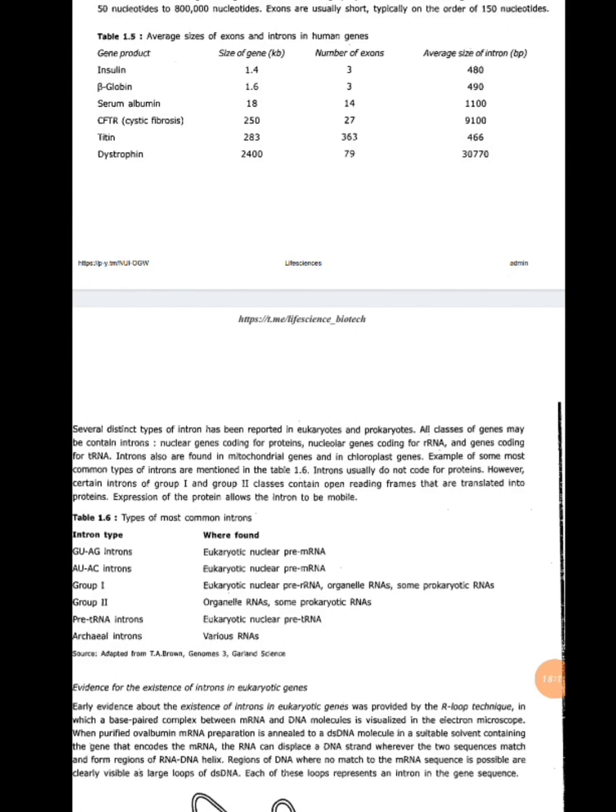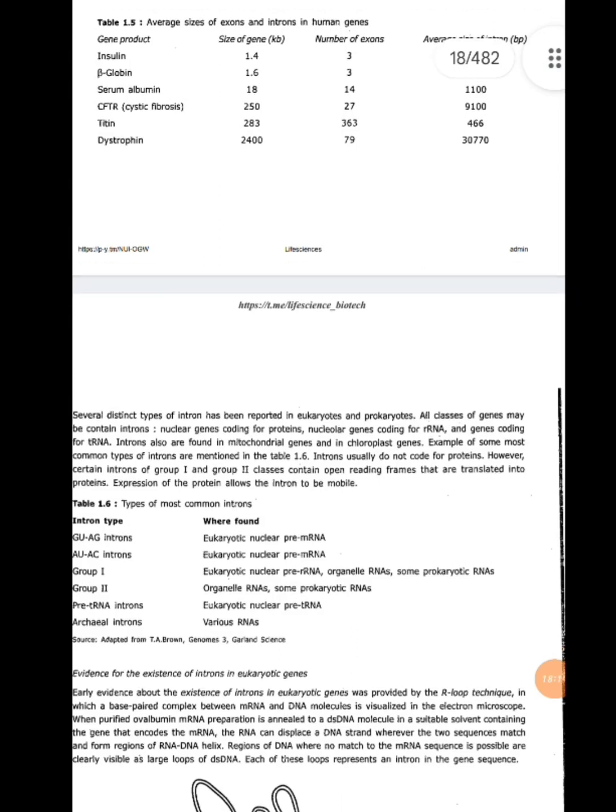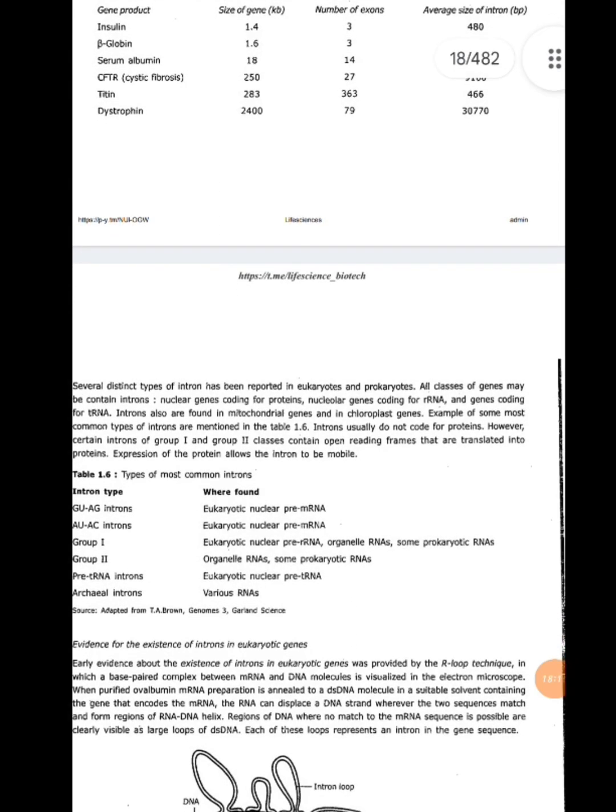And exons and introns are present alternately, and the overall length of the gene is determined largely by the introns. Introns are quite a bit longer than the exons, and they can range from 50 nucleotides to 8 lakh nucleotides, while exons are usually short, around 150 nucleotides on average. So the number of exons, size of the gene, and average size of intron are mentioned for some proteins.